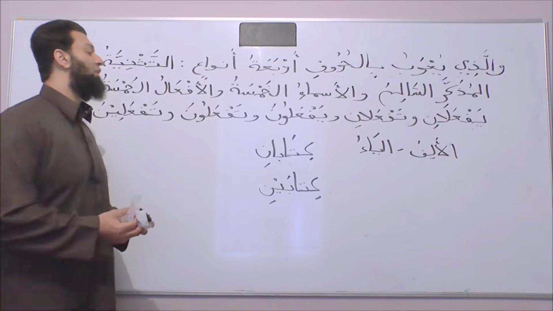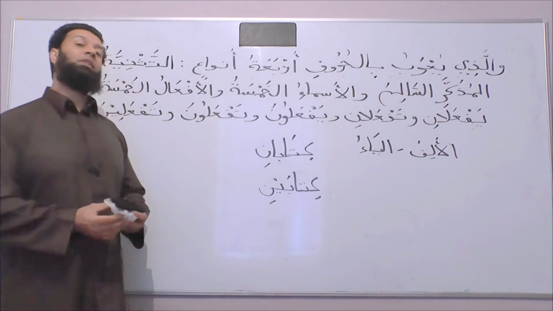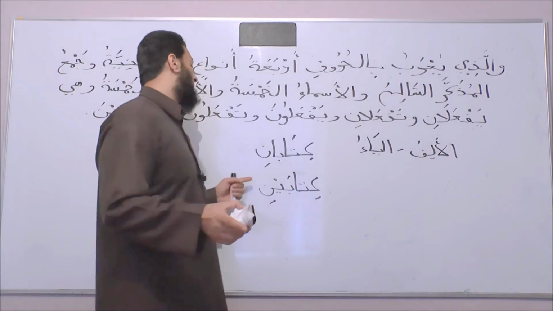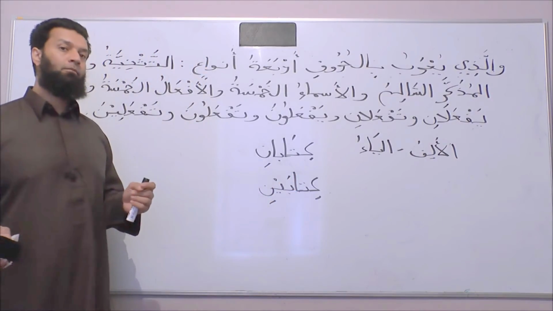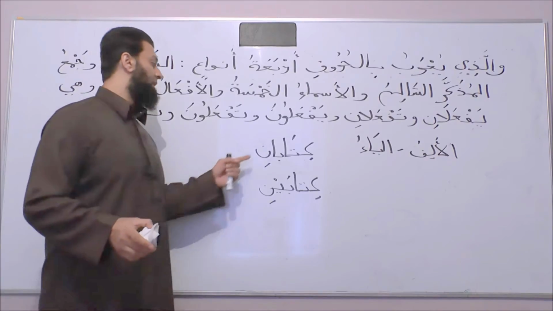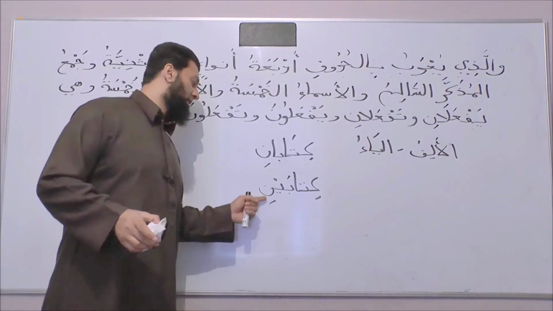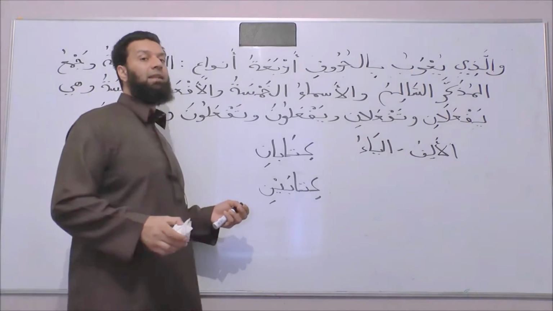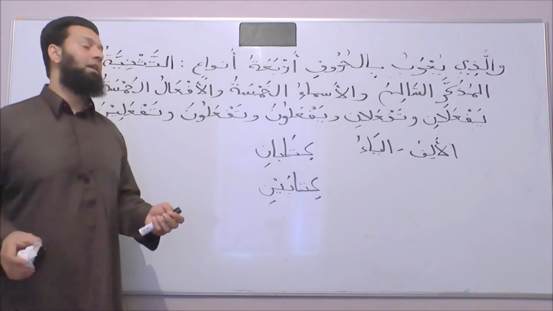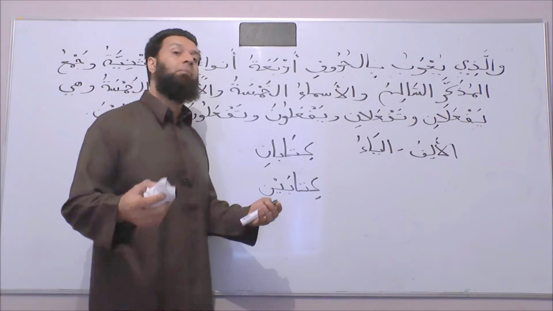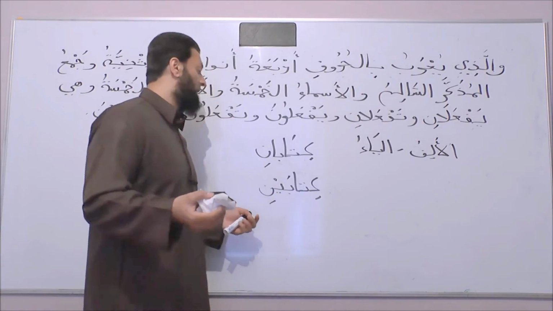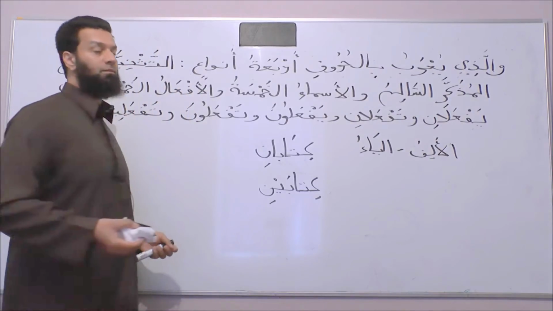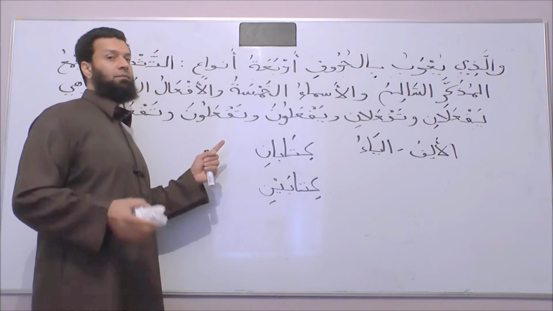So when you said an-noon, there is no noon here that represents al-i'rab. What the grammarians say is that the noon here is 'iwad an tanwin fil-ism al-mufrad. They say it is a substitute for the tanween in the single noun.